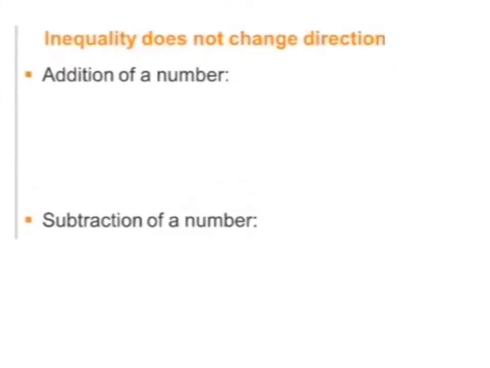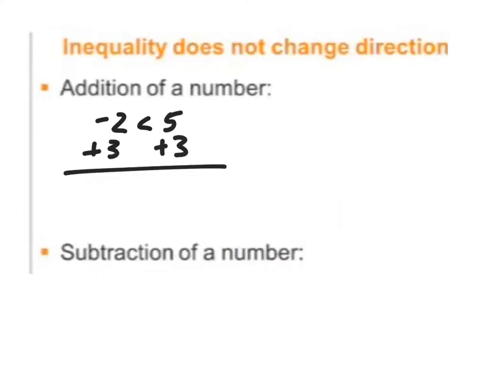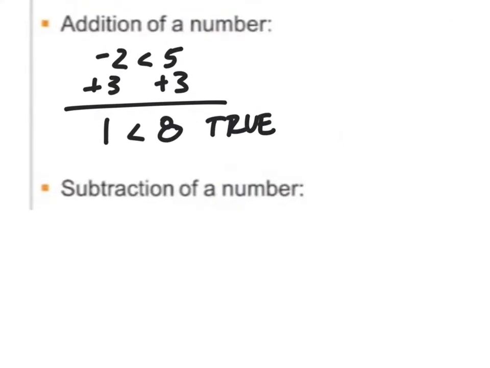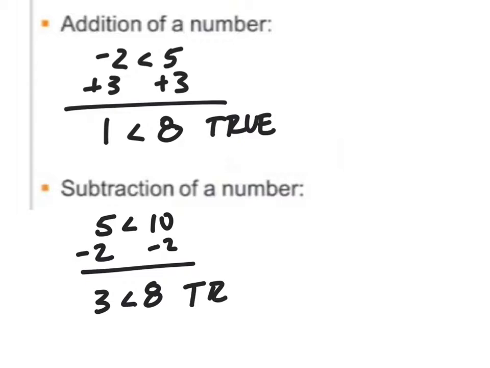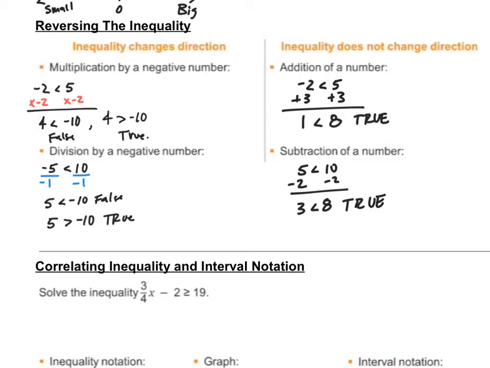sign, okay? Now, if you do the same thing with addition or subtraction, let's take negative 2 is less than 5, and add 3 to both sides. Then we end up getting 1 is less than 8, and that's still a true statement. So you can operate using addition or subtraction, and nothing's going to change. Let's also say we have the inequality 5 is less than 10, and let's subtract 2 from each side. We end up getting that 3 is less than 8, and that still remains true. I'm just making these up, but that's the idea. So you can add or subtract numbers to either side of an inequality without changing it, but if you multiply or divide by a negative number, then you have to reverse the inequality, all right?